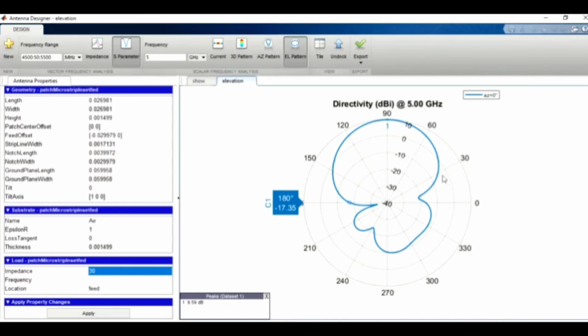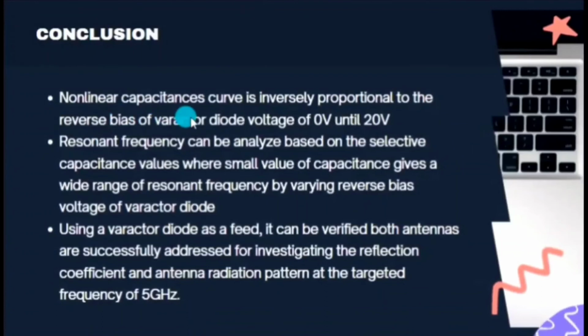So in conclusion, the non-linear capacitance curve is inversely proportional to the reverse bias voltage of the varactor diode, which is varying from 0 volt until 20 volt. Next, the resonant frequency can be analyzed based on the selective capacitance values, where a small value of capacitance gives a wide range of resonant frequency by varying the reverse bias voltage of the varactor diode. Finally, using a varactor diode as a feed, it can be verified that both antennas successfully address the reflection coefficient and antenna radiation pattern at the targeted frequency of 5 GHz.